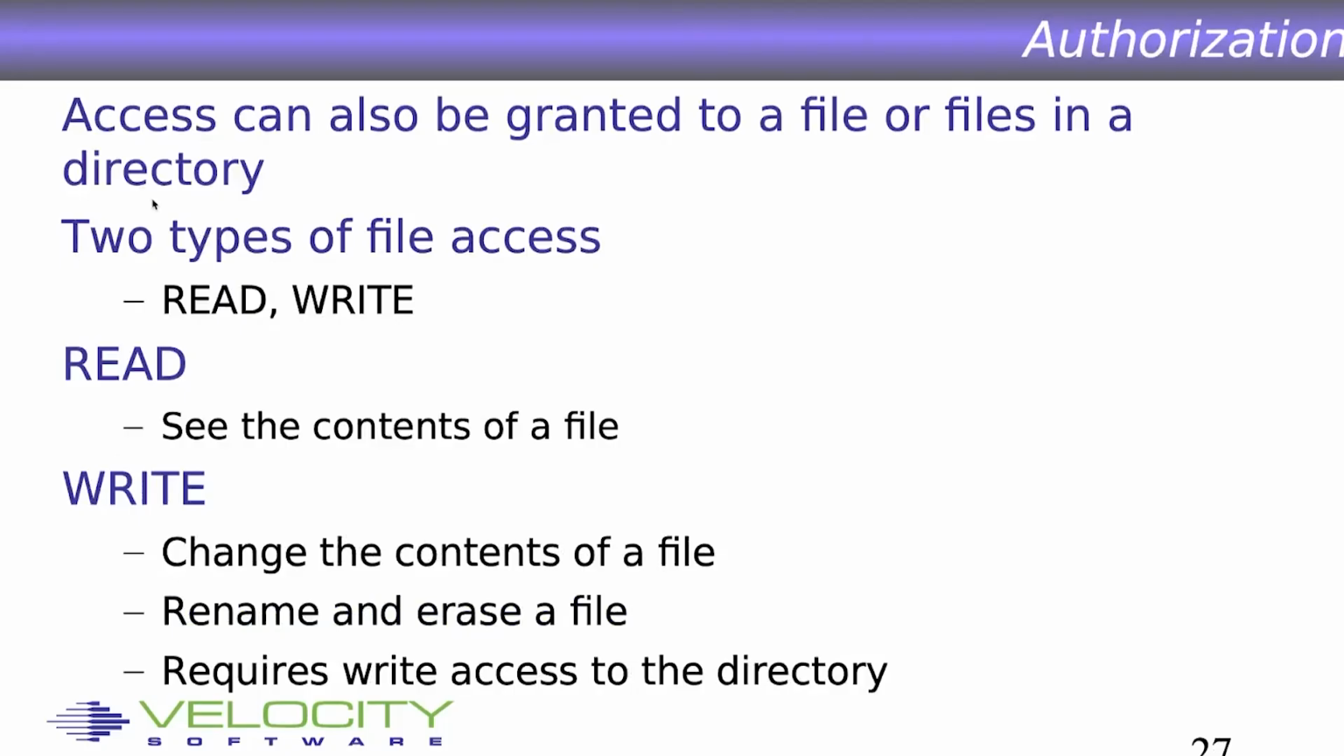Access could also be granted to a file or files in a directory, and there are two types of access. In this case, thank God, just read and write, as it should be. So read allows you to see the contents of the file. Write allows you to change the contents of a file, rename and erase a file, but it requires write access to the directory in order to do so.